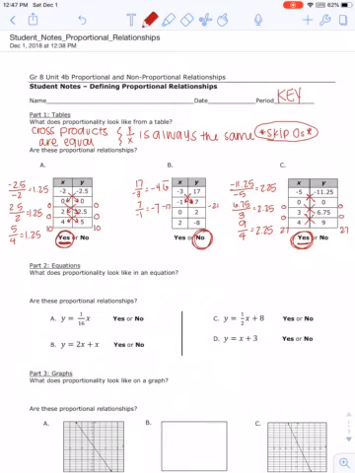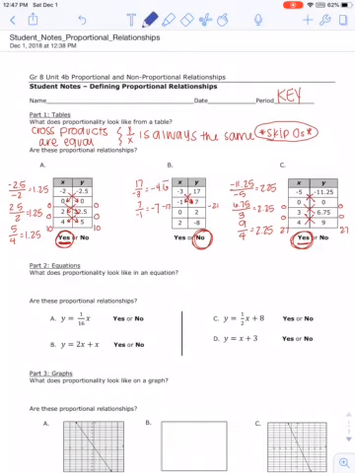So those are our two tests for looking for proportionality in a table. You're going to make sure all cross products are equal, and then you're going to look at the y over x values, and if it's always the same number, then it's safe to say that relationship is proportional.